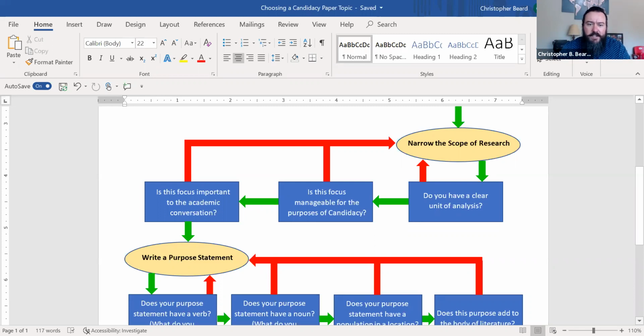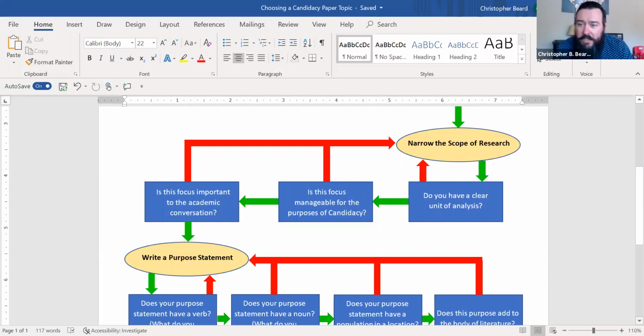And then the next question is, is this focus important to the academic conversation? Again, rarely is that answer a no. I mean, there may be some instances where there's a no, but you need to know not just is it important to the academic conversation, but why? Why is this important? In fact, when you write your research proposal, you'll need to put in there what the need for research is. What is the significance of the study? Why is it important to the academic conversation? So as you're narrowing the scope, think unit of analysis, think manageability, and then think focus and how it will contribute.